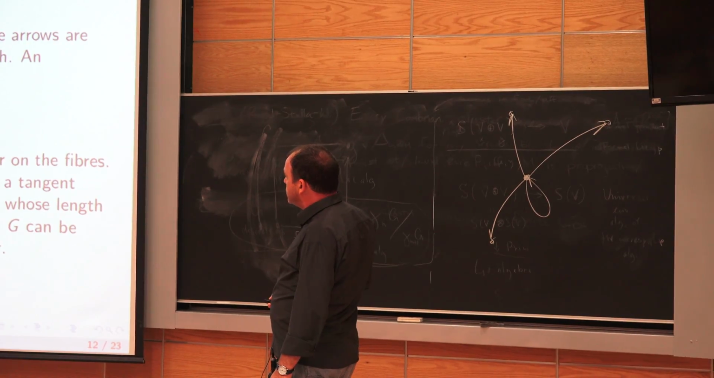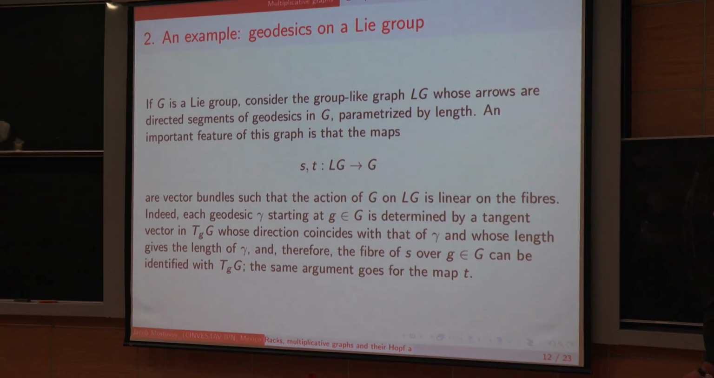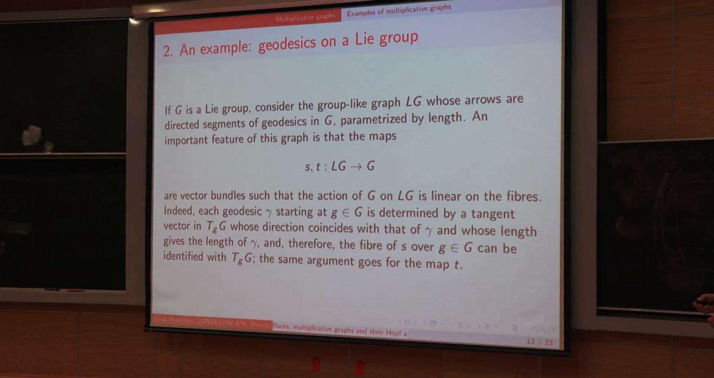So if we take geodesics on a Lie group, then the Lie group itself acts on the geodesics on the right and on the left. And by geodesics, I mean intervals of the geodesics. An interesting thing about this example, about these geodesics parameterized by length, is that the fibers of both maps from the set of all geodesics to the group G are vector bundles, are vector spaces. So we're talking about two vector bundles here.